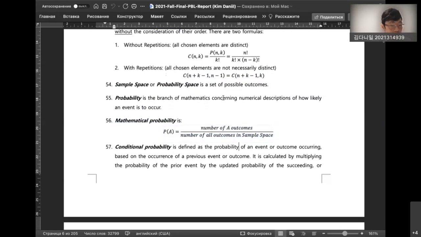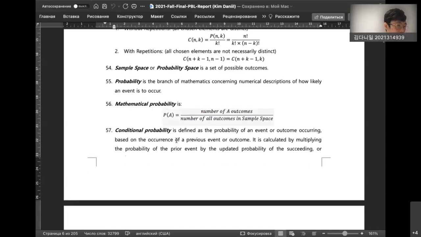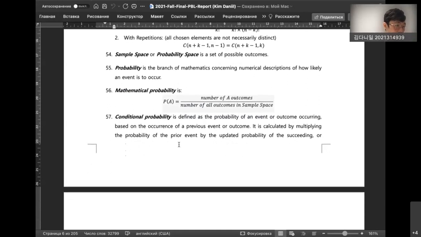And there is also a term called statistical probability, since the mathematical probability shows the so-called perfect probability. However, when we perform experiments, we do not always get the same probability. What we do know is that the more experiments we perform, the more the statistical probability will tend to the mathematical probability, and the closer it becomes.